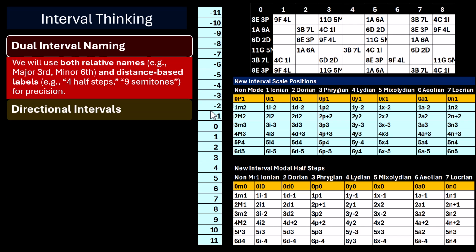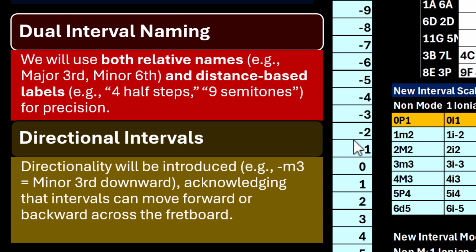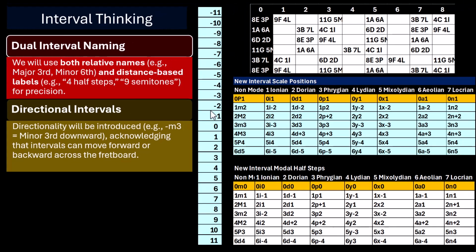That would be like inches or centimeters, right? So we have the directional intervals. Directionality will be introduced. Notice that when we look at distance, even on a piano, distance goes both ways. If I start on a C, I can go to the right of the C, up pitch-wise, and I can go down as well.